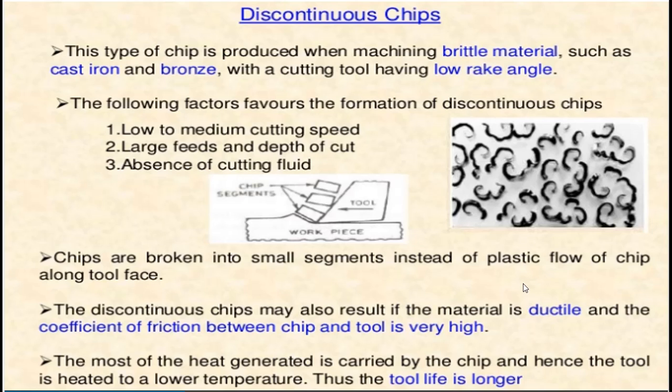In the case of discontinuous chips, chips are broken into small segments instead of plastic flow along the tool face. Discontinuous chips may also result if the material is ductile and the coefficient of friction between chip and tool is very high, due to which it will break and discontinuous chips are obtained. Most of the heat generated in the case of discontinuous chips is carried away by the chip itself, and hence the tool is heated to a lower temperature, whereas in the case of continuous chips the tool is heated to a higher temperature.